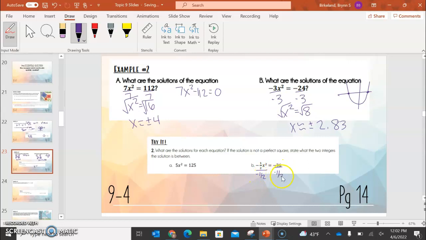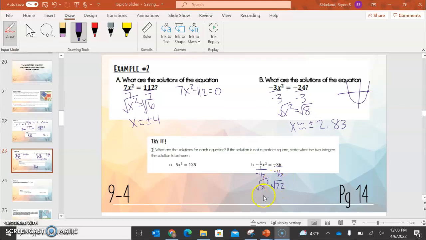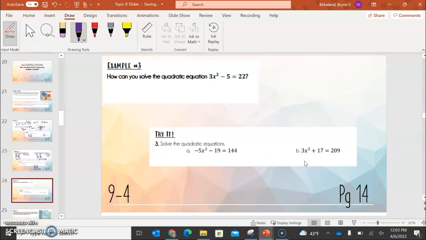On your charts, B might look a little frightening to you, but you can just divide by a negative half, and a negative divided by a negative is a positive, and we would have 72 equals x squared. This one, again, is not going to come out as a whole number, so we could just put x is approximately plus or minus, don't forget that, 8.49. That would be where the parabola negative 1/2 x squared plus 36 crosses the x-axis approximately.